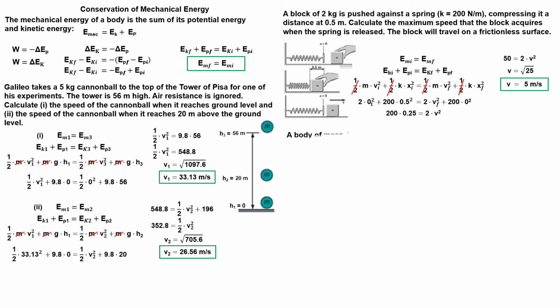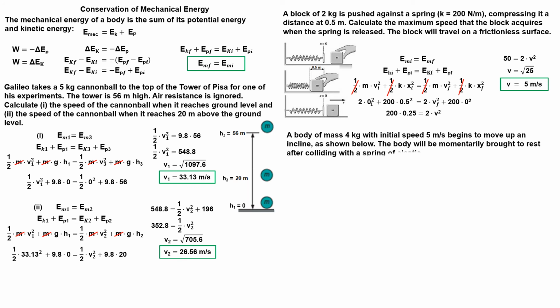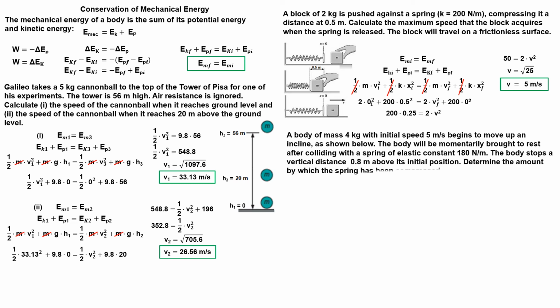A body of mass 4 kilograms with initial speed 5 meters per second begins to move up an incline as shown below. The body will be momentarily brought to rest after colliding with a spring of elastic constant 180 newtons per meter. The body stops a vertical distance 0.8 meters above its initial position. Determine the amount by which the spring has been compressed. There are no frictional forces.